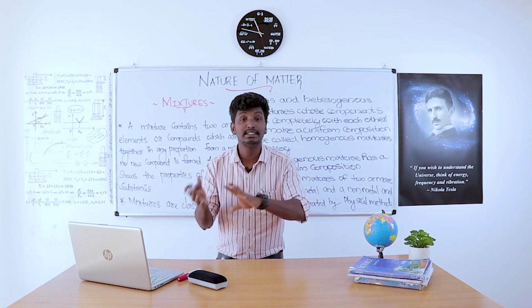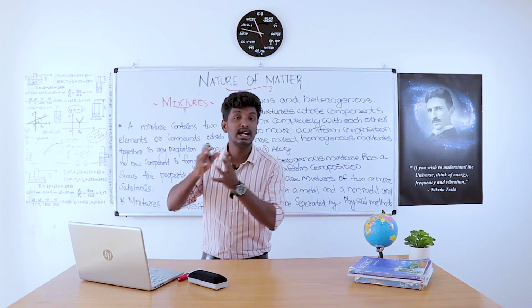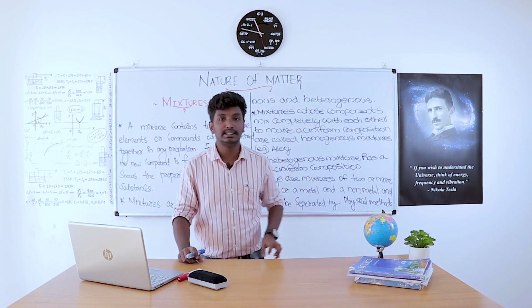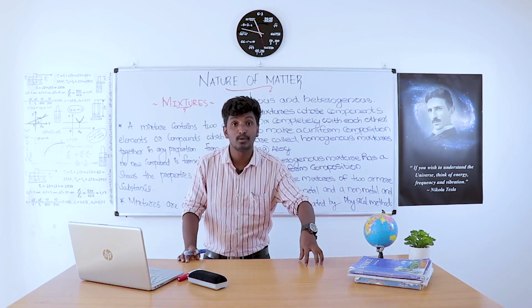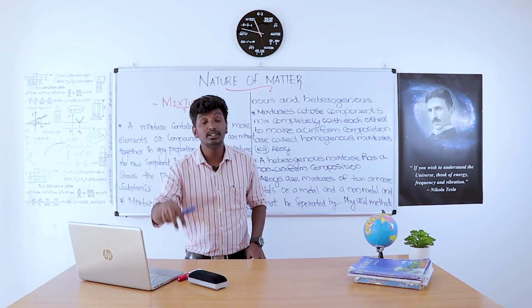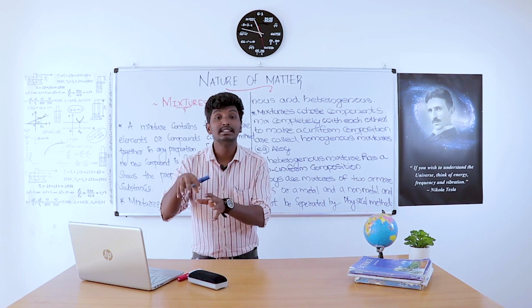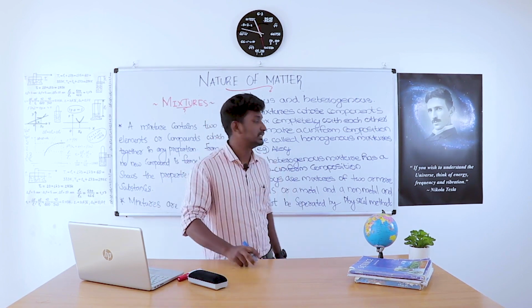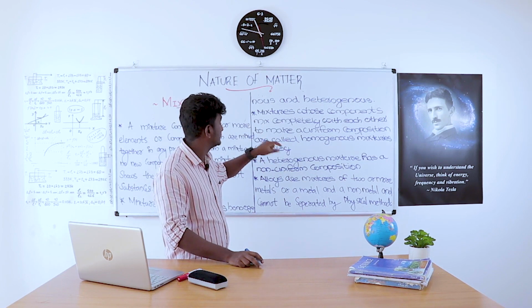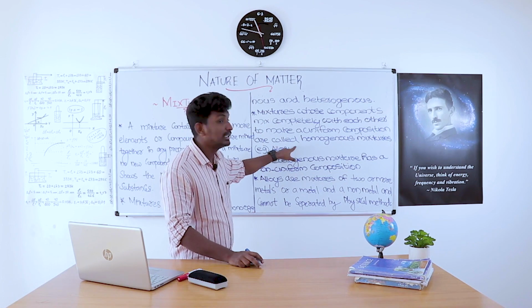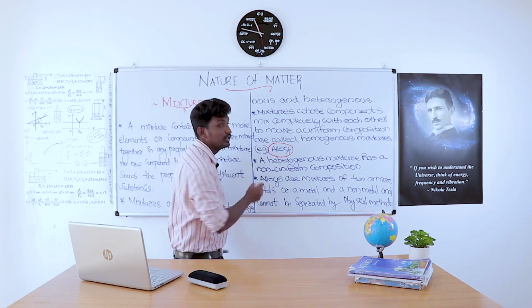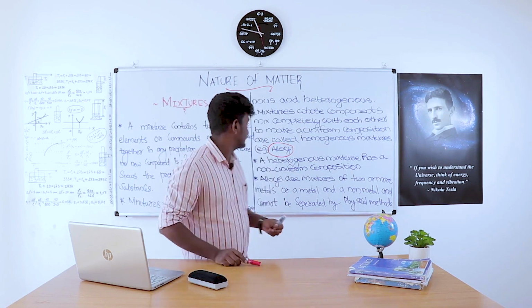So when we are differentiating homogeneous and heterogeneous mixtures, we can say that homogeneous mixtures have a uniform composition throughout, but heterogeneous mixtures do not have a uniform composition. That means they are of non-uniform composition. As an example of homogeneous mixtures, we said alloy. Then you should know what an alloy is.